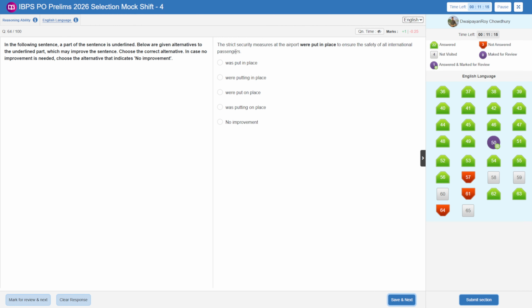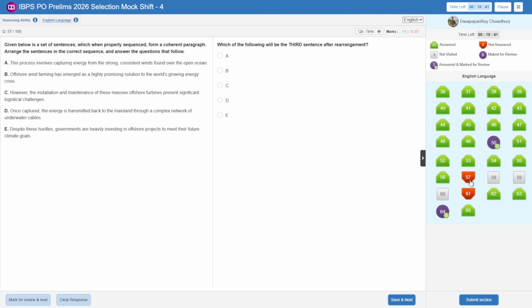traveled. The strict security measures at the airport were put in place to ensure. I think no improvement is required, but see it later. Many historically significant monuments are currently undergoing so the PQRS. Okay, this process, which process?